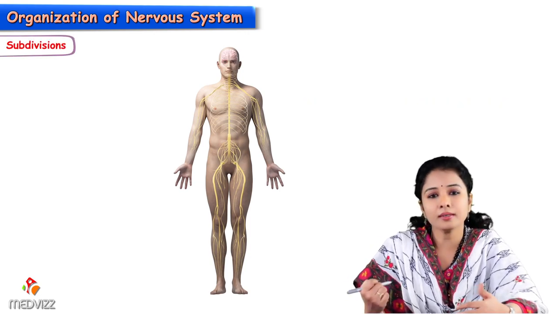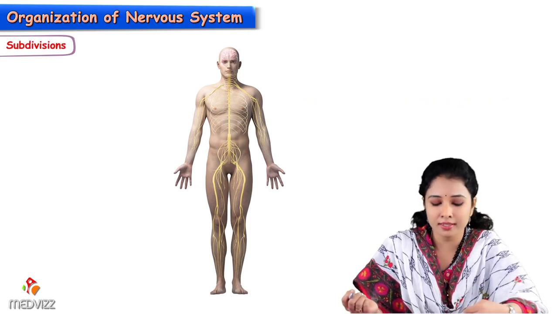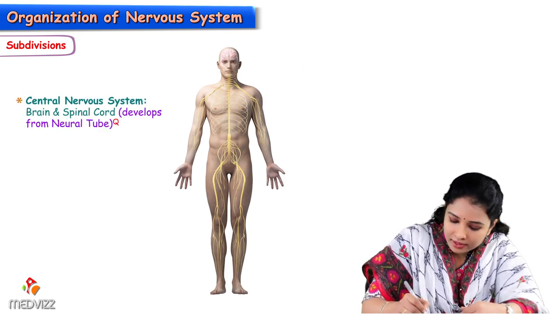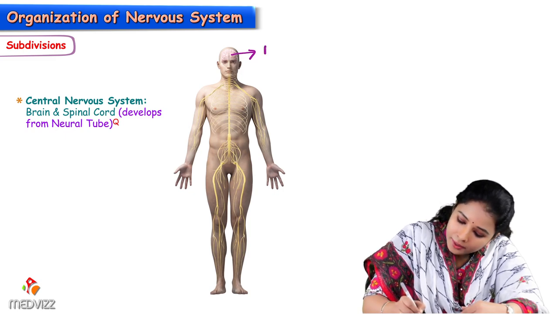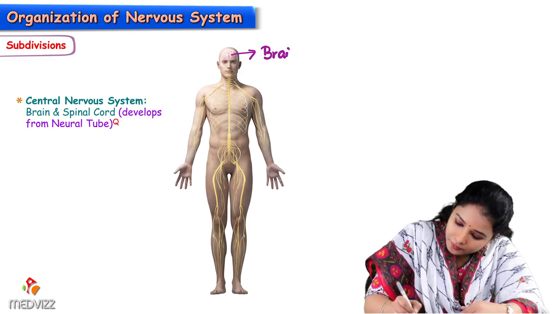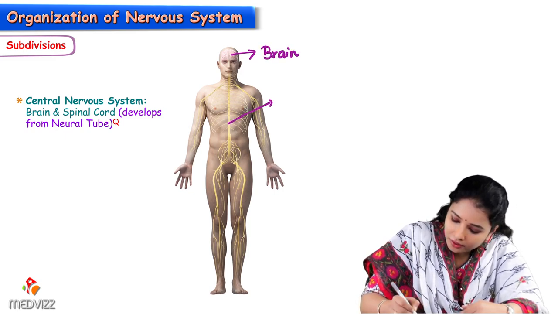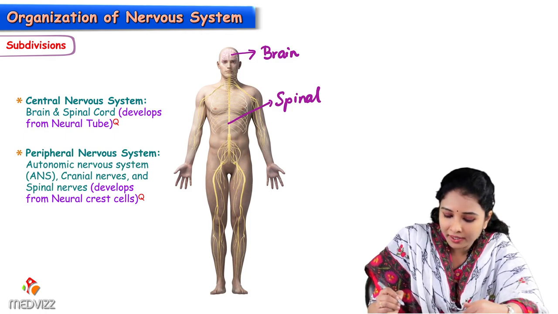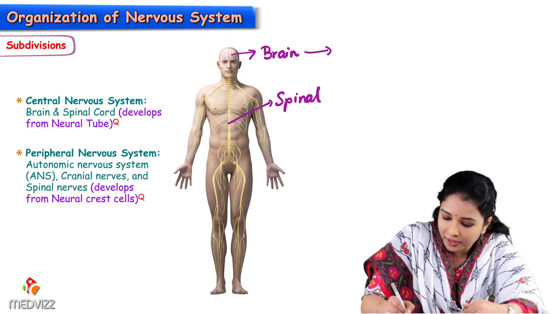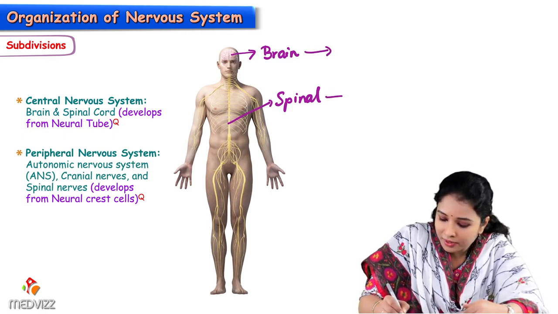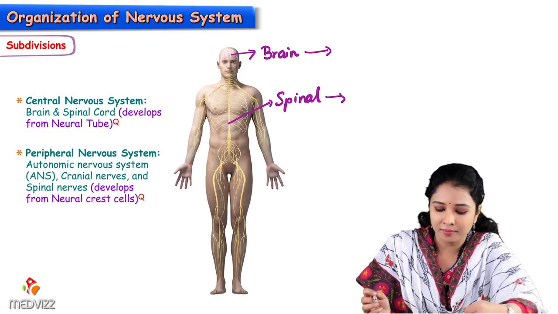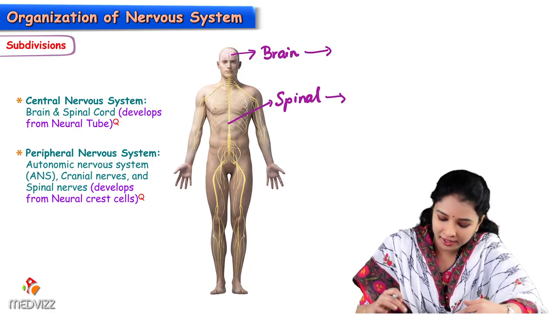So here is the picture of a nervous system, where we can broadly divide into central nervous system, which is formed by brain and spinal cord, and peripheral nervous system formed by the cranial nerves, which are arising from the brain, and spinal nerves, which are arising from the spinal cord, and autonomic nervous system. Let's see little more in detail.